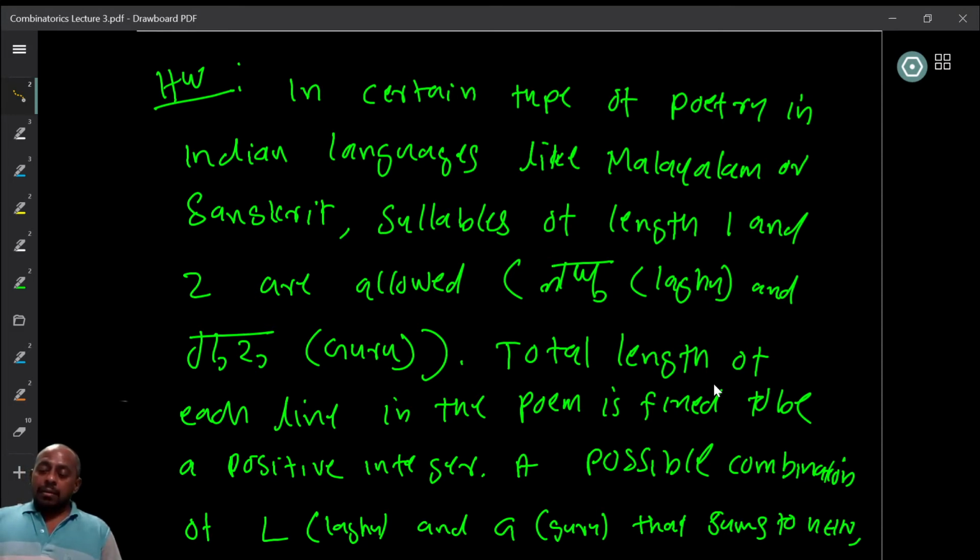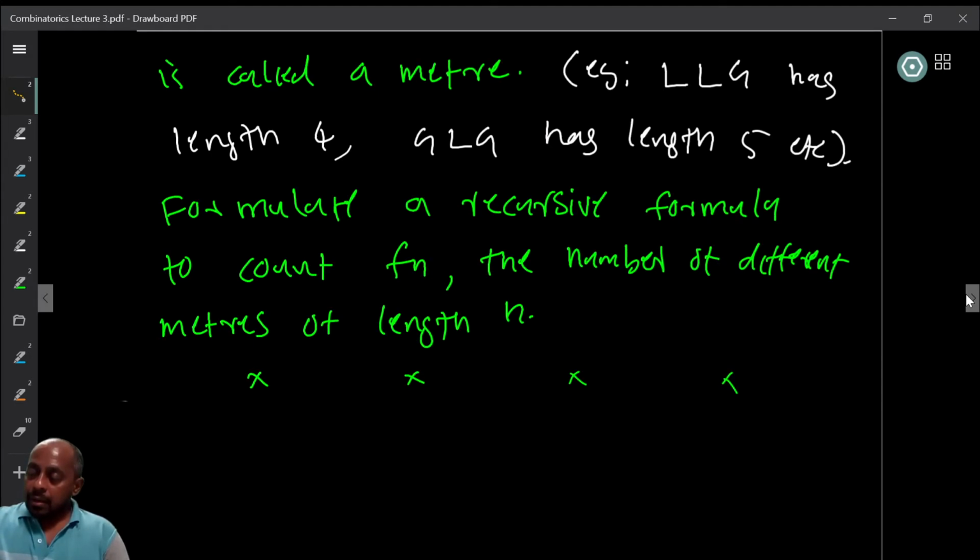So once the length of each line is predefined, this kind of pattern we can decide. Once you decide a pattern, such a pattern is called a meter. For example, LLG is a meter with length 4, because L L is 1 1 and G has 2. Guru has 2, Lagu has 1, so 1 1 2 has length 4. And GLG has length 5 because it is 2 1 2: Guru has length 2, then Lagu has 1, and again 2.